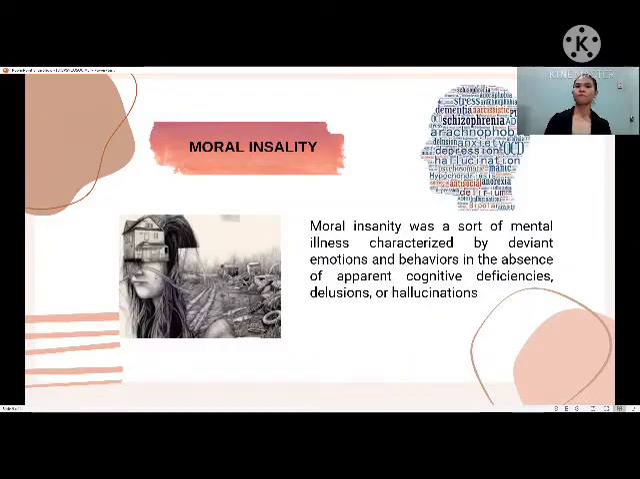And because of moral insanity, we have hallucinations, or any imagination in our mind that is not safe for our environment or for the other people near us.